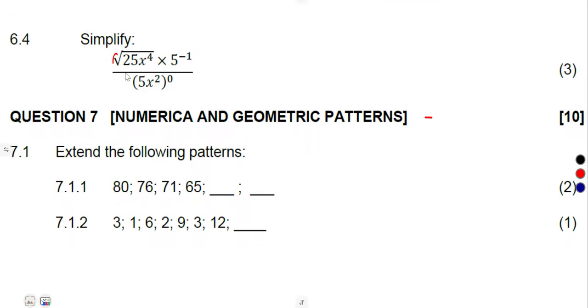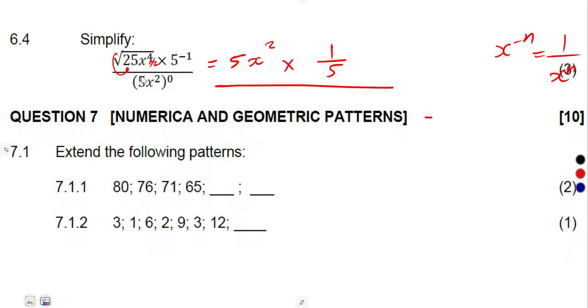The square root of 25, that's a 5. x to the exponent of 4, we divide by 2, so that's x squared, times 5 to the exponent of negative 1, it's 1 over 5. Remember, x to the exponent of negative n is 1 over x to the exponent of n. Everything over, guys, the whole bracket, the whole term, everything is raised to the exponent of 0. When it is like that, it is 1. Anything raised to the exponent of 0 is 1.